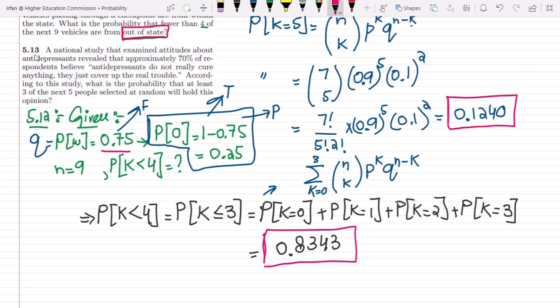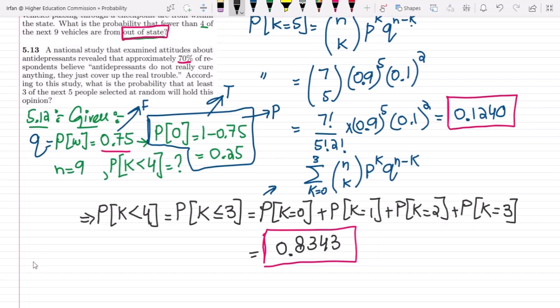Similarly, question 5.13: a nationwide survey that examined attitudes about antidepressants revealed that approximately 70% of respondents believe antidepressants do not really cure anything. They just cover up the real trouble. That is basically a belief which 70% of the people hold. According to this study, what is the probability that at least 3 of the next 5 people selected at random will hold this opinion? From the overall population, the probability of holding this opinion is 70%.